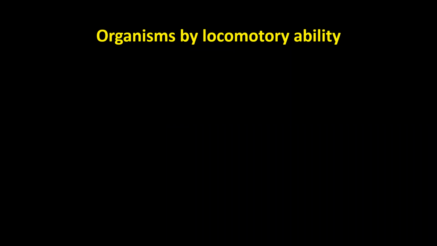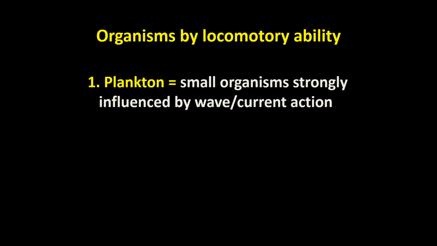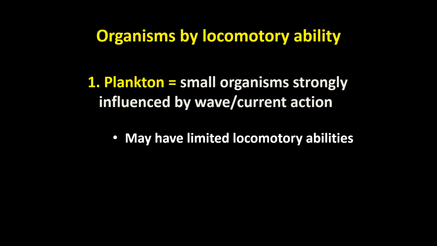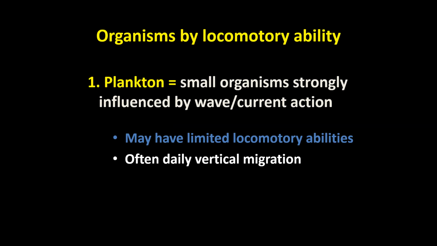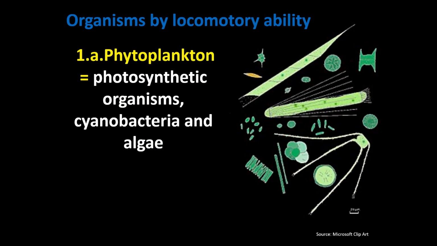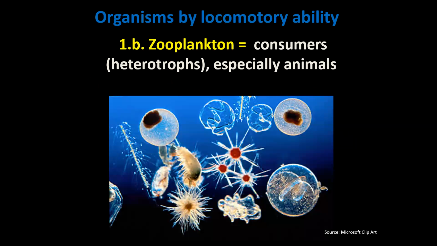And then you can look at them from a locomotory point of view. So you have plankton, and these are small organisms that are strongly influenced by wave or current action. So if there's strong wave or current action, they can't move against the movement. They still might have some limited locomotory abilities when it's calm, and the organisms will often move up and down diurnally in the water column. And plankton can be divided into phytoplankton, which are the photosynthetic organisms, again, the cyanobacteria and algae predominantly, and then the zooplankton, which are consumers, heterotrophs, especially the animals, but also protists.